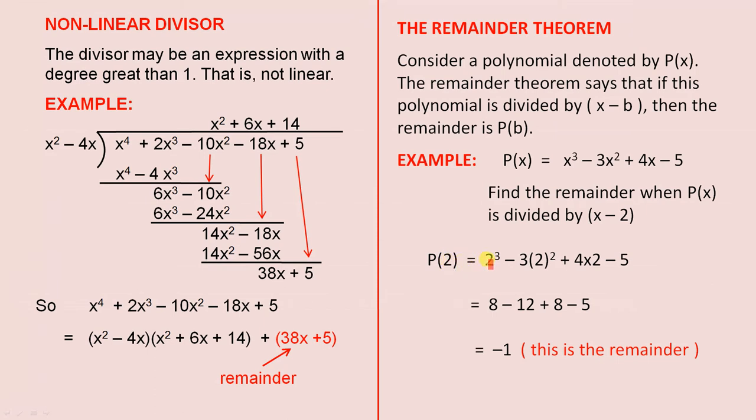If p(x) is x cubed minus 3x squared plus 4x minus 5, find the remainder when p(x) is divided by x minus 2. Now the theorem says p(2) will give us the remainder. So you substitute 2 into that polynomial there, and that's exactly what I've done here. When I do simplification, I get to that line, and guess what? p(2) is negative 1, so this is the remainder.